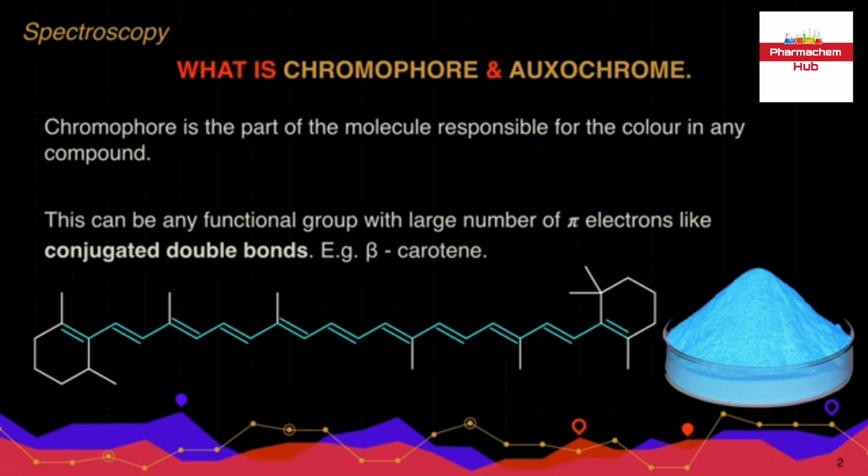For example, beta-carotene contains 11 conjugated double bonds, and this conjugated system imparts orange color to beta-carotene. Some other examples of chromophores are nitro group and azo group, which are very common in coloring dyes.